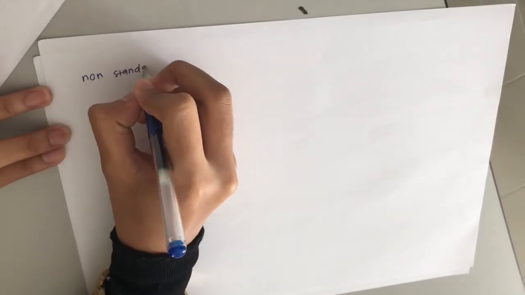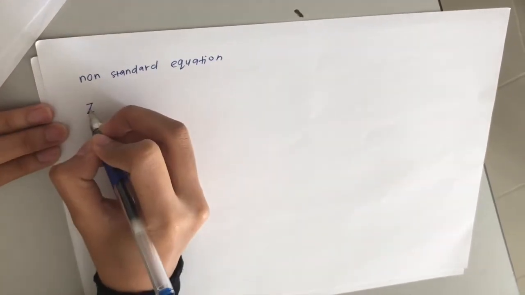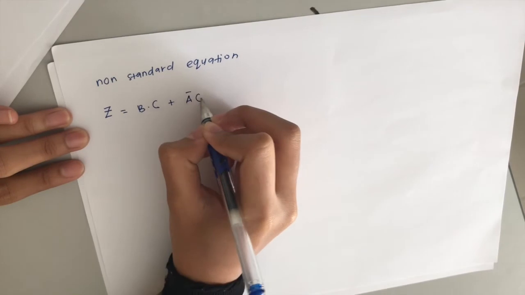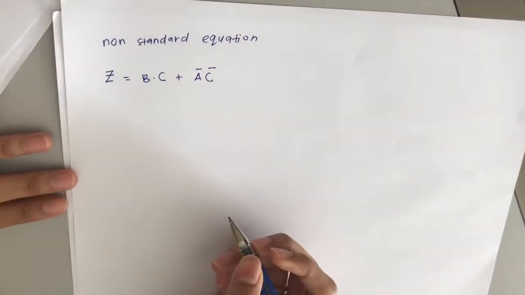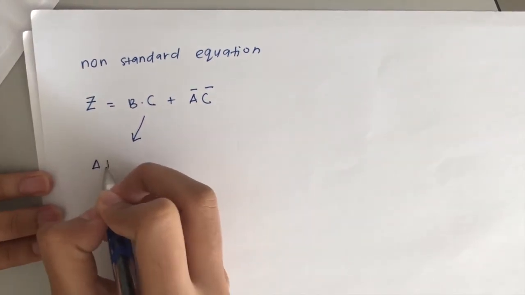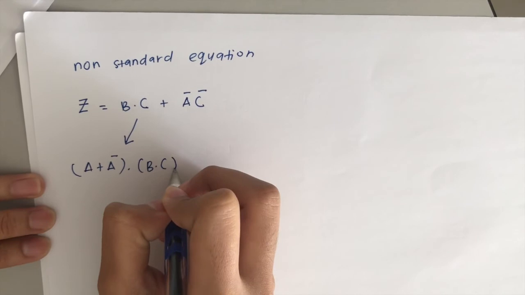Next, for non-standard equation, we have Z equal to B dot C plus A naught C naught. And then we make it as manual. This part will be A plus A naught in bracket dot B dot C.